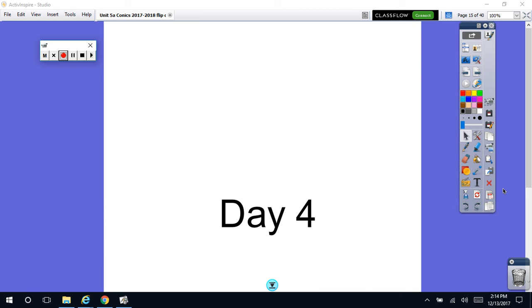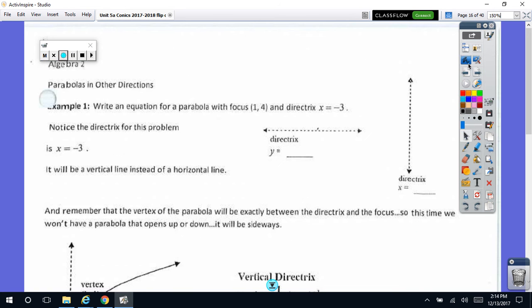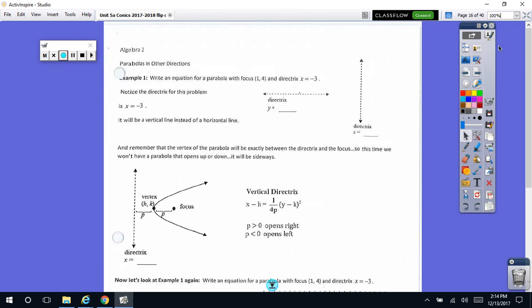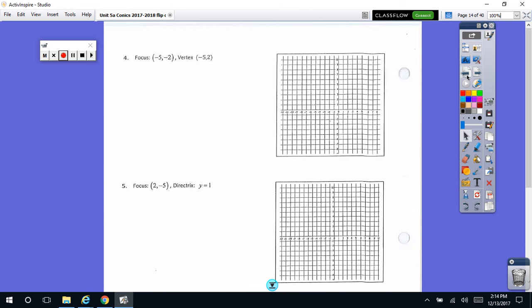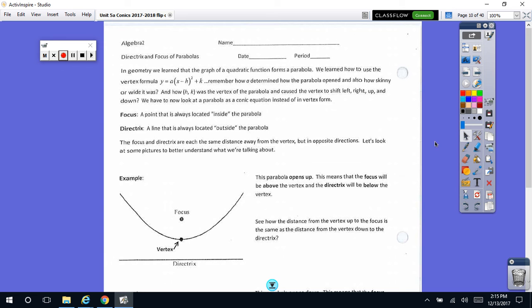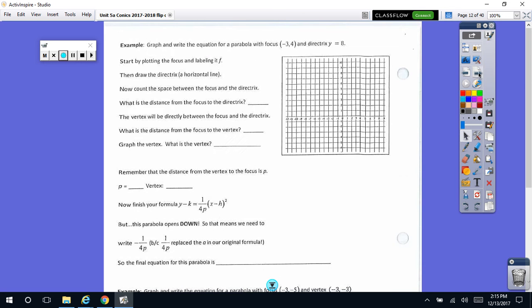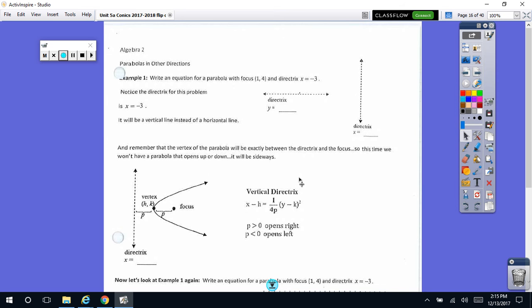Okay, sticking with the parabolas, let's move on today. If you notice what's different about this guy compared to yesterday's parabola, or a couple days ago, I should say. The parabolas were normal, like you're used to seeing them, right side up or upside down. Now, if you notice, they're actually turned on their side. If you look at today, they're turned sideways.